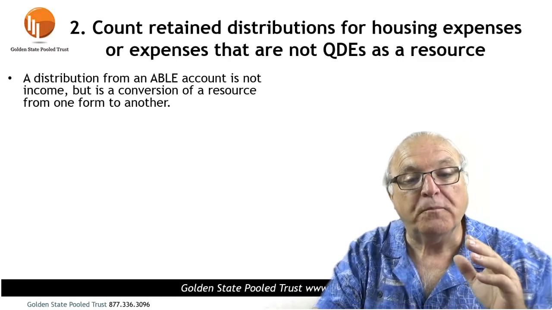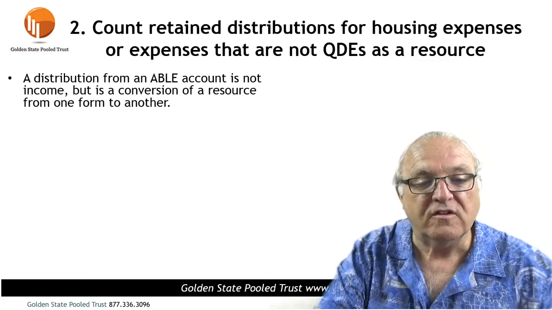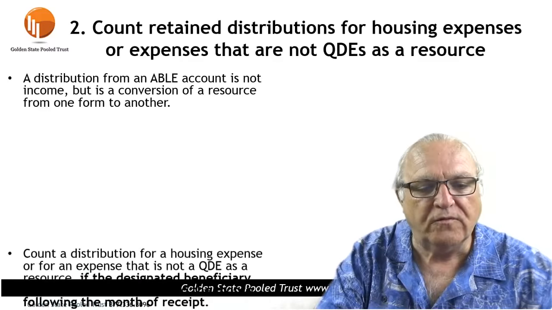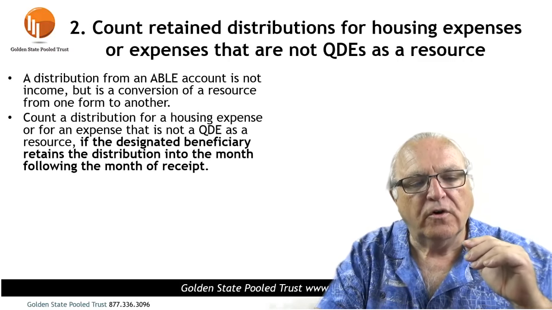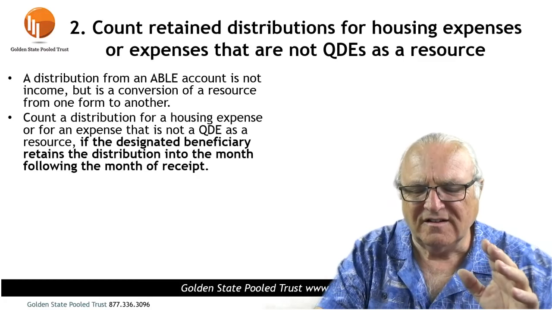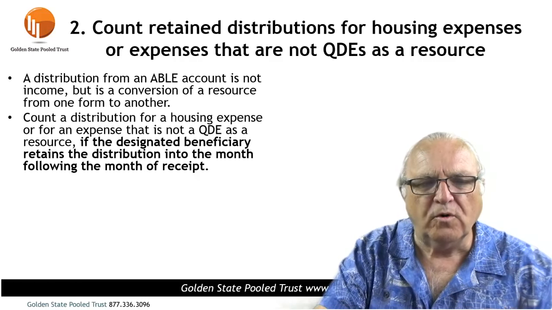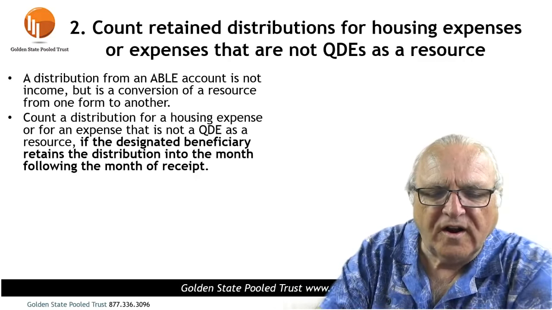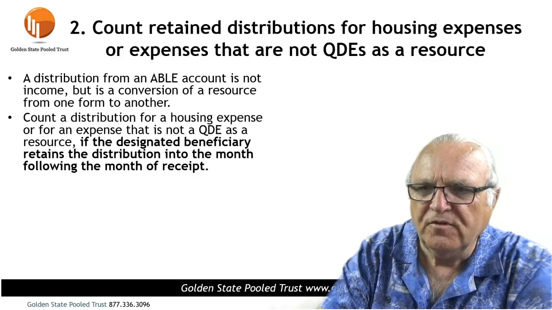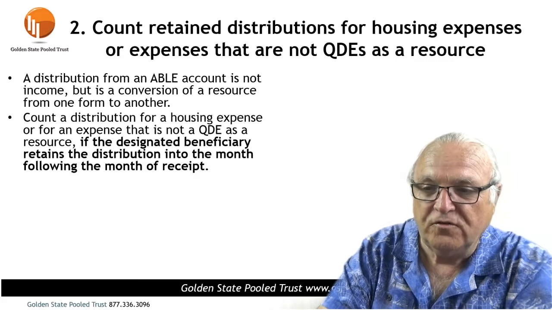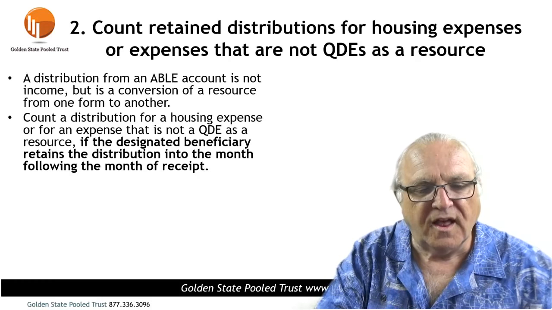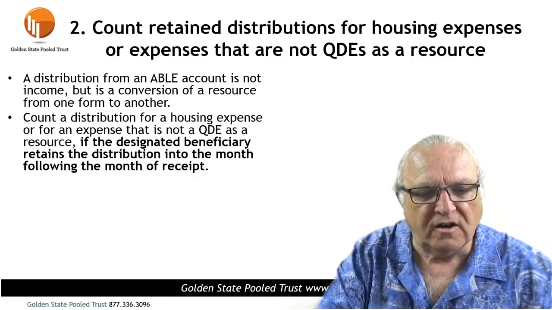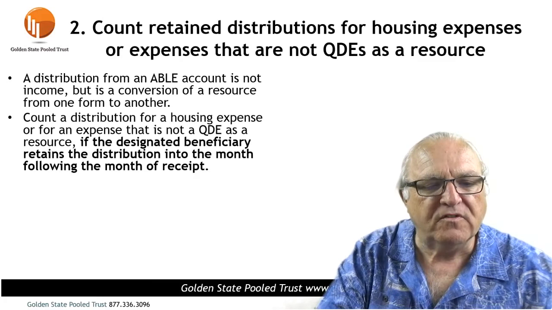A distribution from an ABLE account is not income, once again, but it's a conversion of a resource from one form to another. This is something that is a little hard to get one's arm around, and quite frankly, as we're going to cover, this is one reason why I would suggest that if you're paying for a QDE, don't take it out of your ABLE account and put it in your personal checking account. But we'll go through what happens if you do.